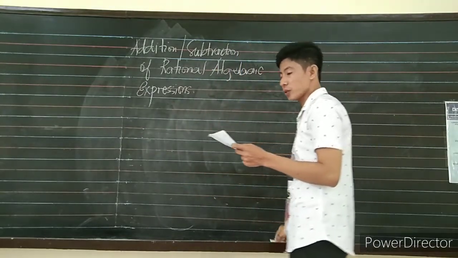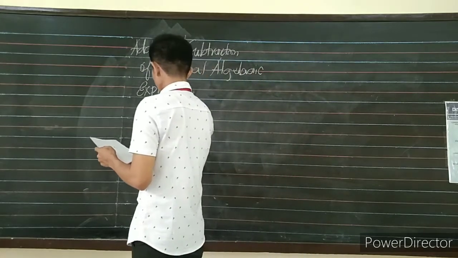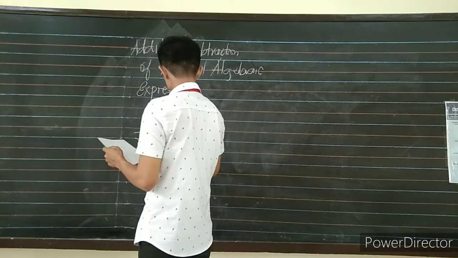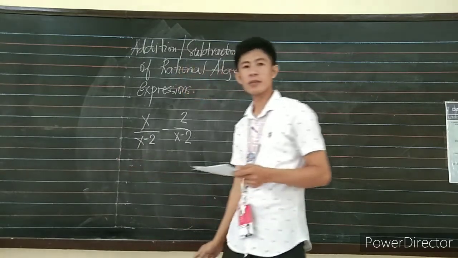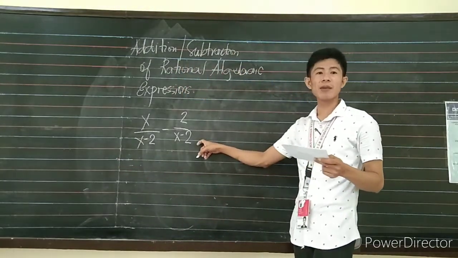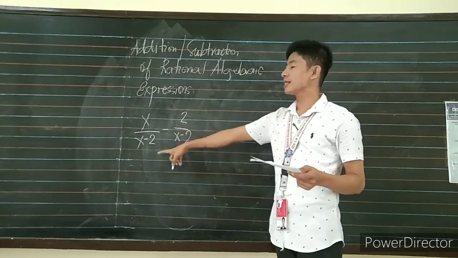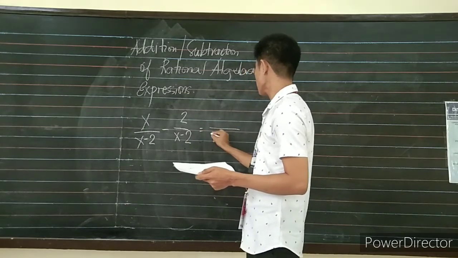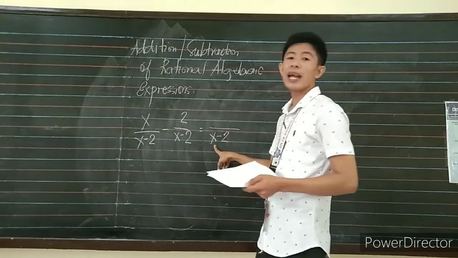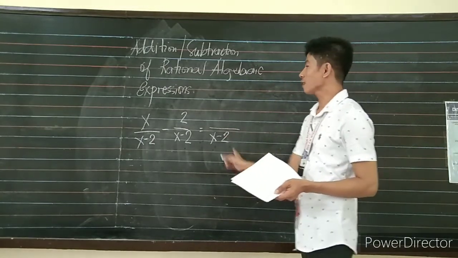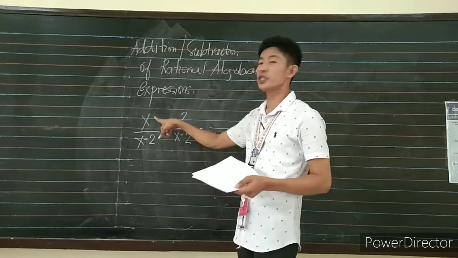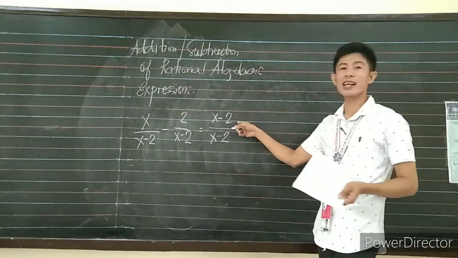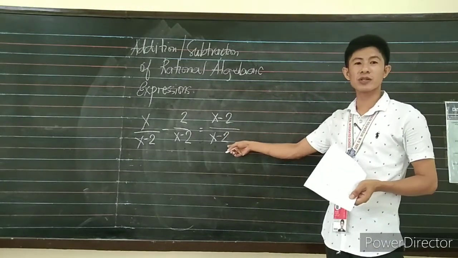For our example number 2, we have x over x minus 2 minus 2 over x minus 2. Okay, again, observe the denominator of the two fractions. And this time, they are the same, x minus 2. So all we need to do is to copy the common denominator, which is x minus 2. Then after that, we just need to subtract the numerator, which is x minus 2. Then our answer is x minus 2 over x minus 2.